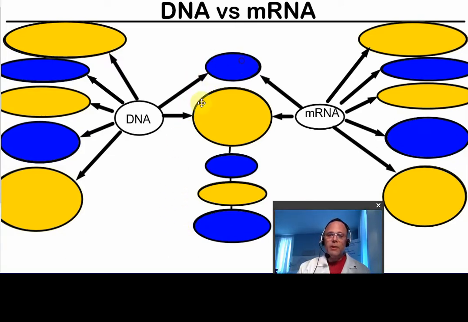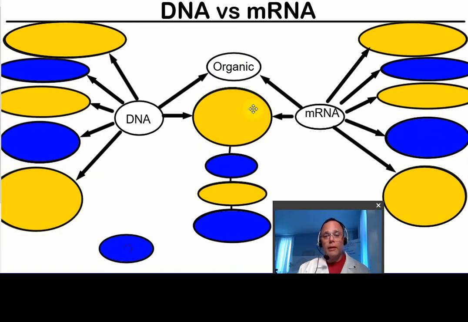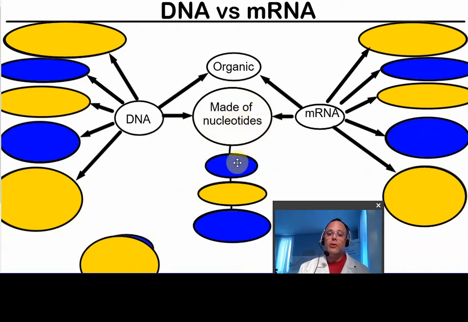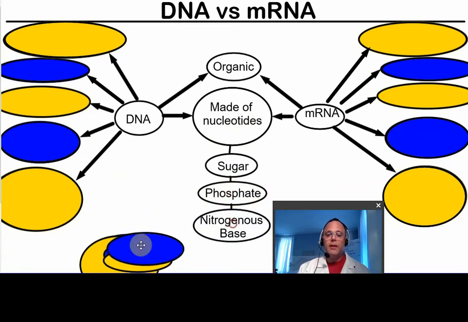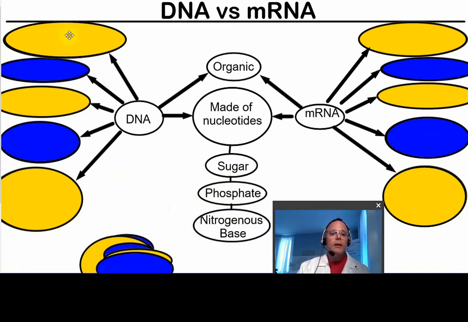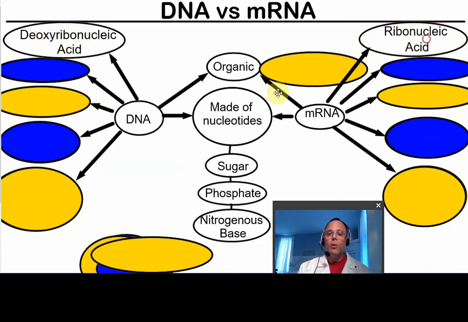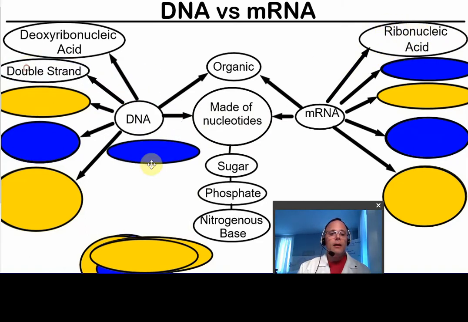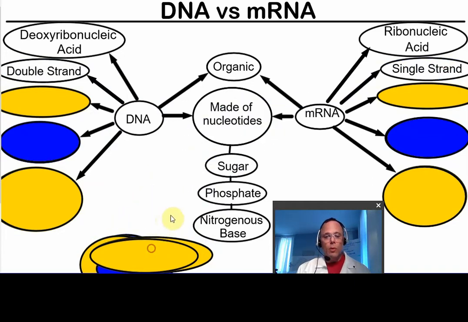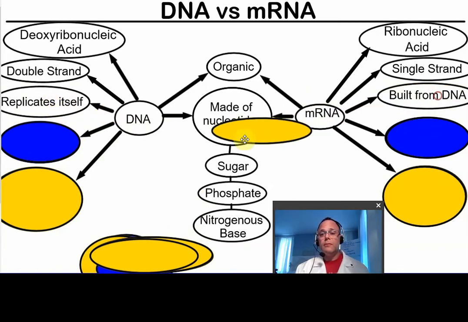So what do they have in common? Well, they're both organic. They're both made of nucleotides, which means that they have a sugar, a phosphate, and a nitrogenous base. Right? DNA is called deoxyribonucleic acid, the D, N, and the A, while RNA is called ribonucleic acid, the R and A. DNA is double-stranded, while RNA is single-stranded. DNA replicates itself. RNA needs to be built. The mRNA gets built from the DNA.